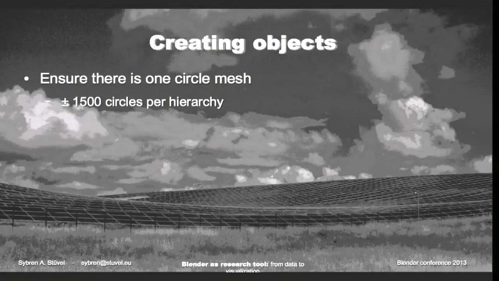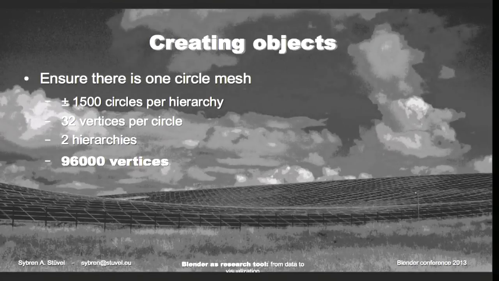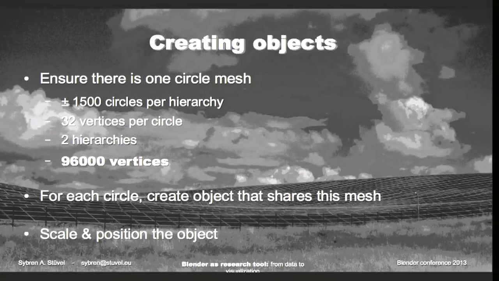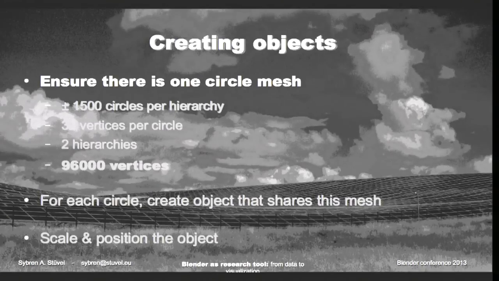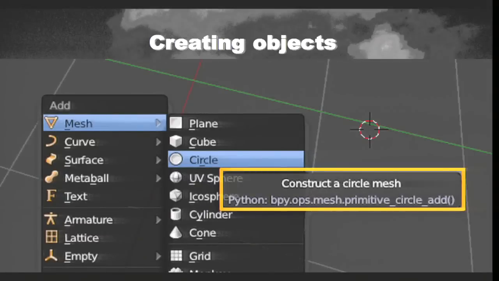So first we want to ensure there's only one circle mesh, which we duplicate roughly by using, I think, Alt-D instead of Shift-D. Otherwise you have 1,500 circles, you get 32 vertices per circle, 2 hierarchies if you want to show an intersection test, which roughly comes down to 100,000 vertices. It's not that much, but we can do with 32. So for each circle, we create an object that shares that one mesh, and we scale and position it. But first we ensure there's one.